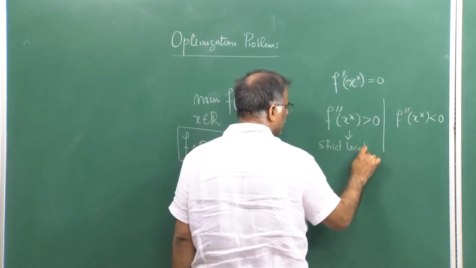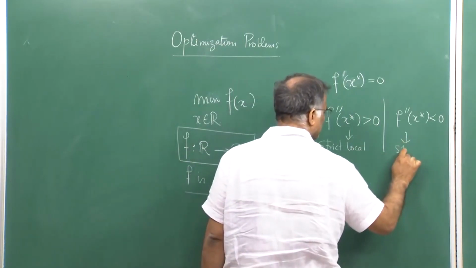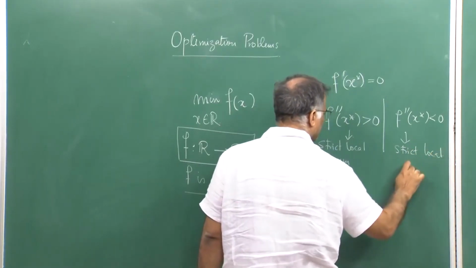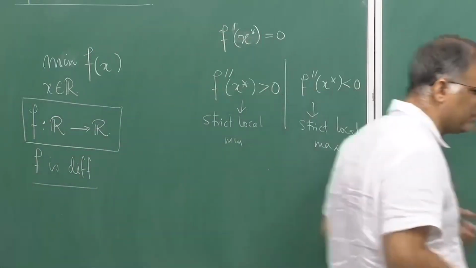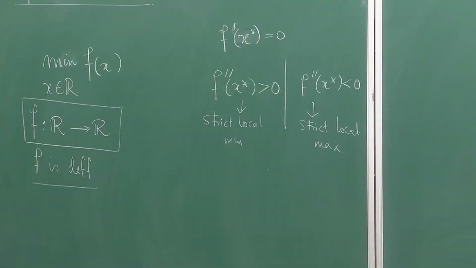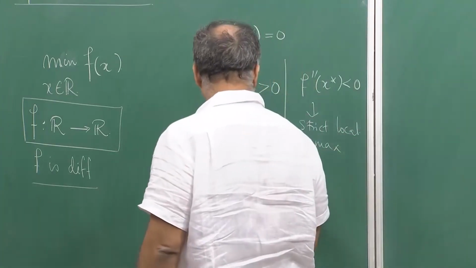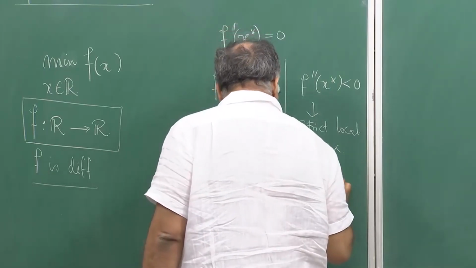local min and this gives you a strict local max. It tells you that x star is a strict local minimum and x star is a strict local maximum. But what about this situation? Having the second order derivative may not always be of help.